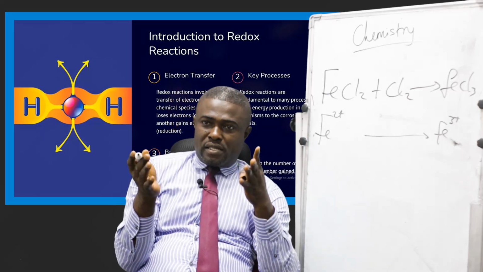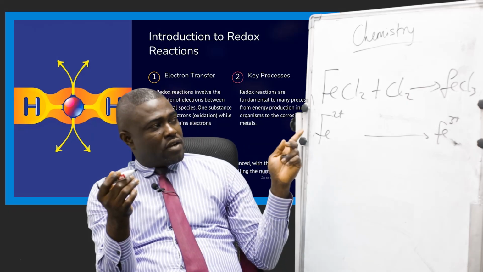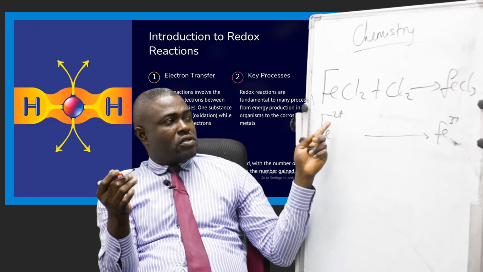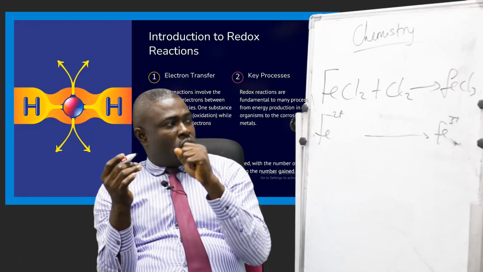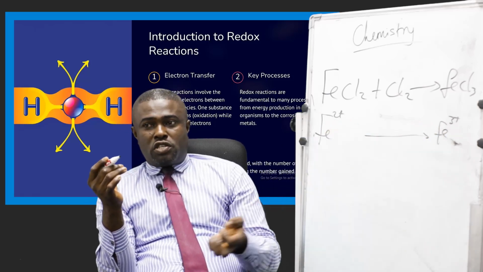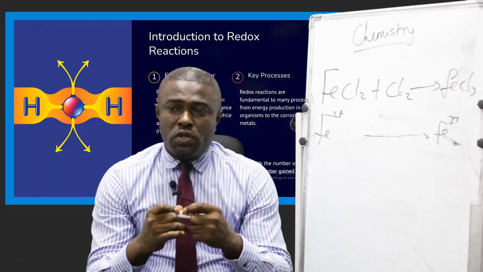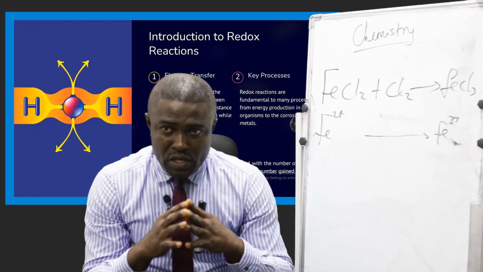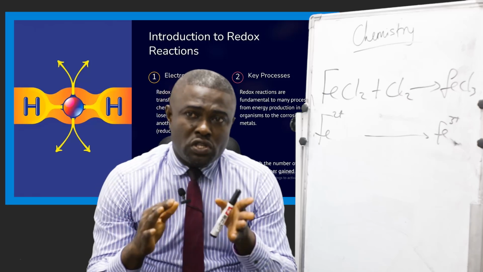How do you ascertain this? How do you find out this? How do you discover this? Look at that reaction. The oxidation number here is plus 2, and here is plus 3. What do you do to balance this ionic equation? You introduce electron. What does electron do to the ionic equation? Electron reduces the positive charge in order to balance the equation to the other side.